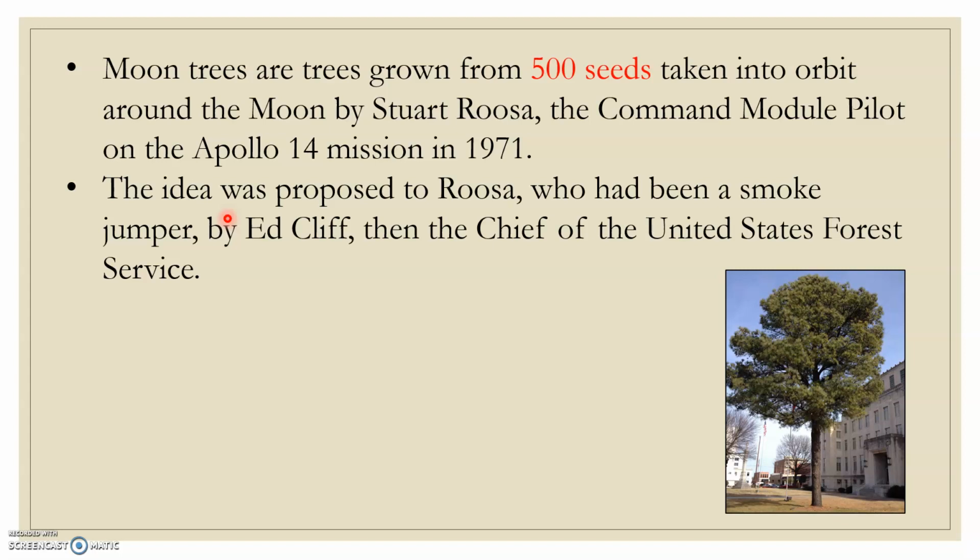Before we start with the story, let's read some interesting information about the moon tree. What is the moon tree? Moon trees are trees grown from 500 seeds, which means that there is more than one moon tree around the world. These 500 seeds were taken into orbit around the moon and brought back by Stuart Rosa, the astronaut. There's something really unique about the moon trees. As you can see in the picture, they are normal trees, but the special thing about a moon tree is that the seed was taken to the moon and came back.